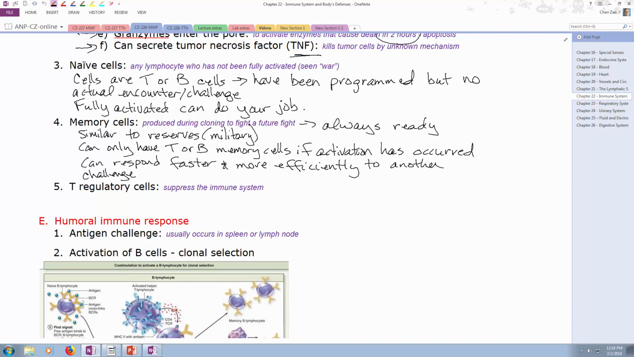Treg cells, we aren't going to say too much, but you can realize we need to suppress our immune system because once the battle's been won and you've got all these guys ready to fight, you need to tell them it's time to go to sleep. We're done. Go away. Stop fighting. War's been won. And no more cloning, no more activation type of process.